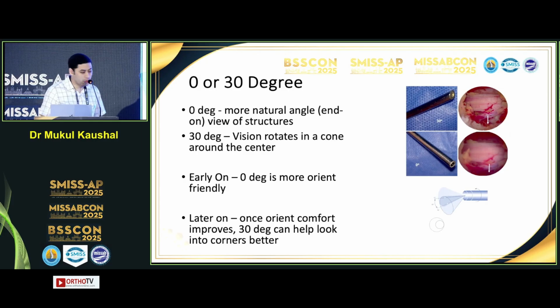So, the debate of 0 degree or 30 degree: initially, if you're a neurosurgeon, you'll probably be better off with a 0 degree. But if you're an ortho surgeon and you're already doing arthroscopies, you'll be more comfortable with 30 degree. 0 degree is almost an end-on vision, so sometimes it can be more disorienting initially for beginners. But the advice is, whatever you are comfortable with, stick with that. I'm a 30 degree trained surgeon, and I'm using 30 degree for all my cases.